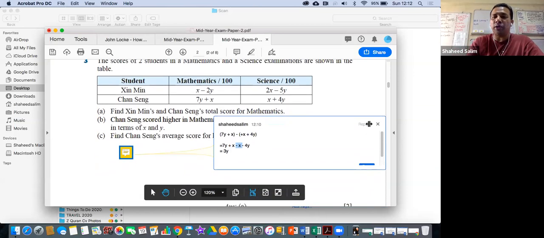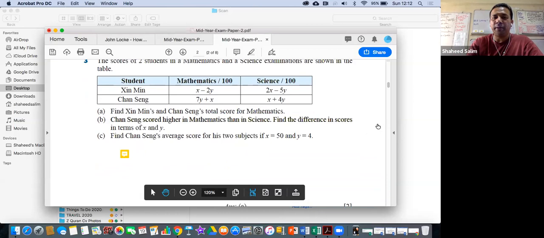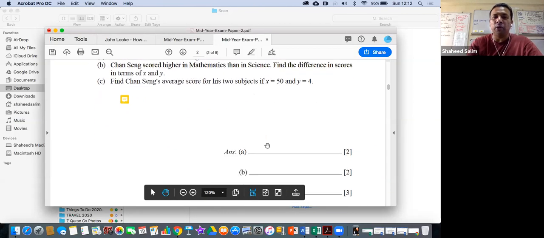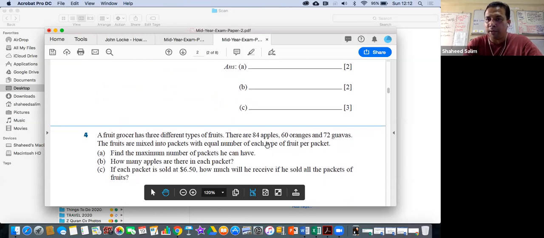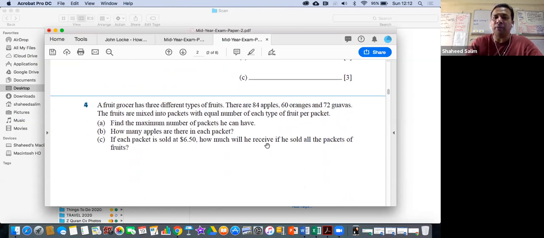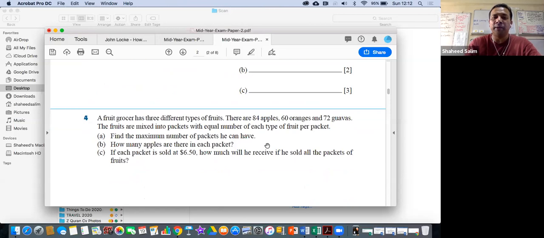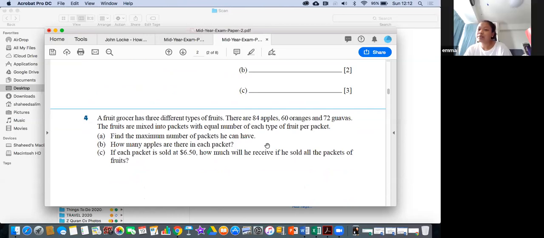Okay, your average score for the two subjects is correct. You put in the values, you got it correct, 72. You're not confused, right, Emma? Question number 4. What's your answer for the maximum? Do you know how to do it? Okay, what's your answer for A? 12. How did you get 12?